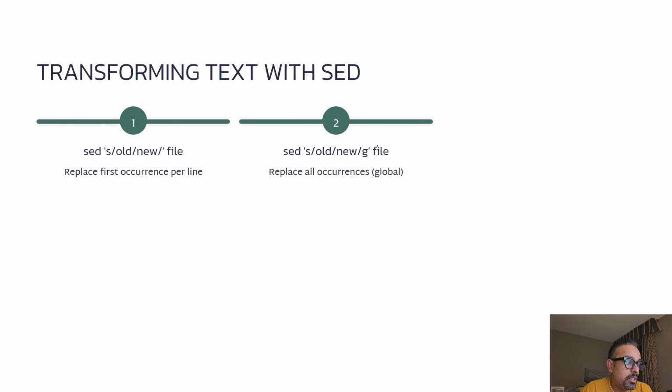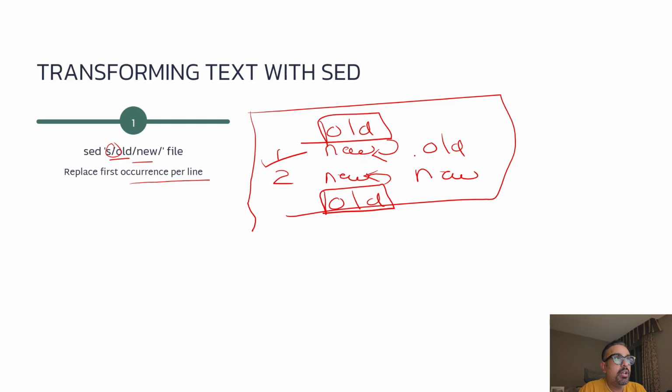Then comes the global parameter over here. So what it is going to do is go ahead and replace all of them. So the G flag stands for global. So without G, sed only replaces the first match per line, but with G, it is going to replace every match. So over here, now it has just modified this old, right, without G.